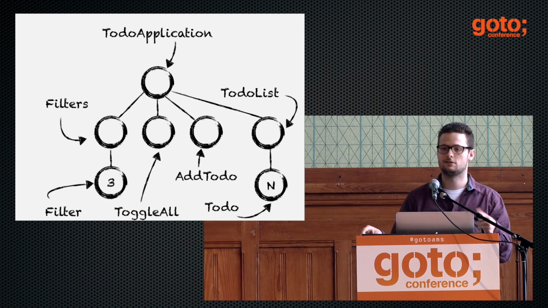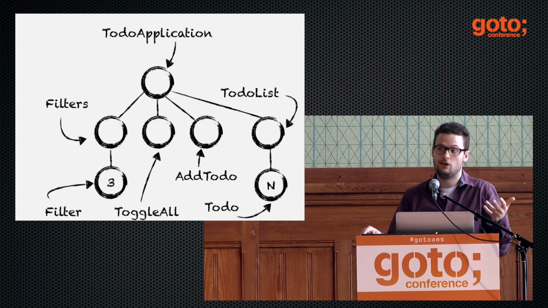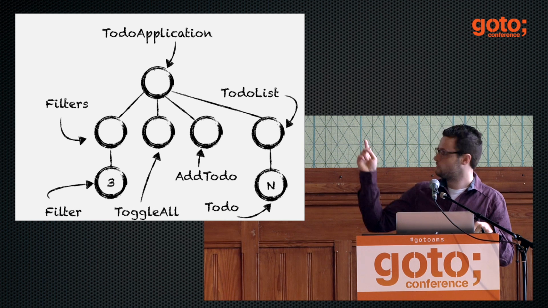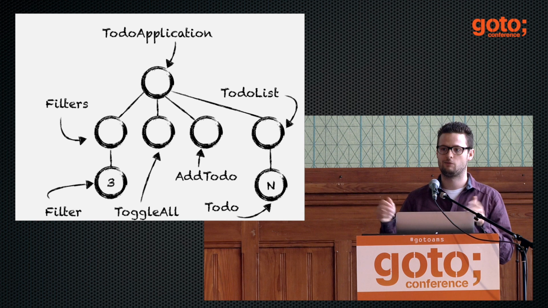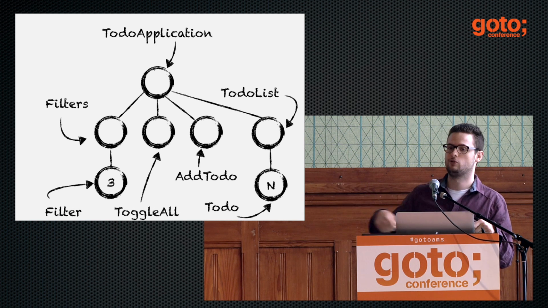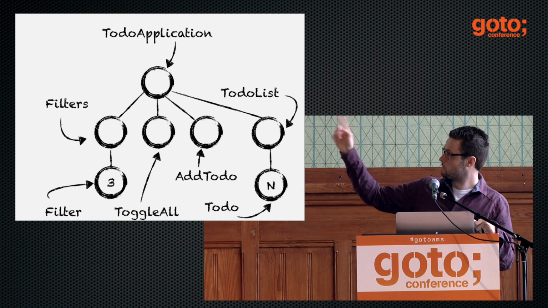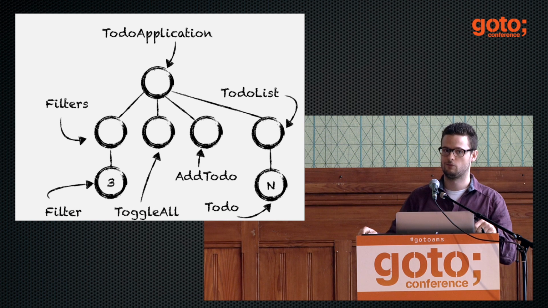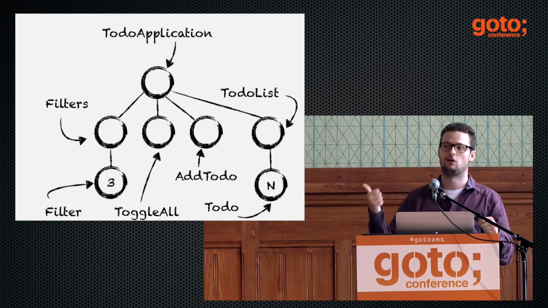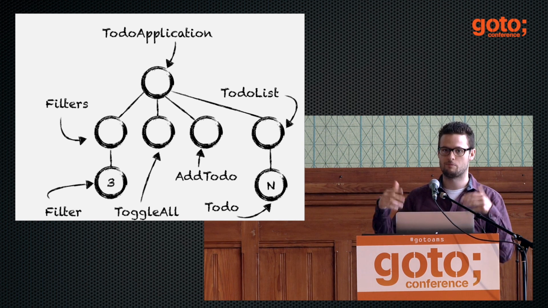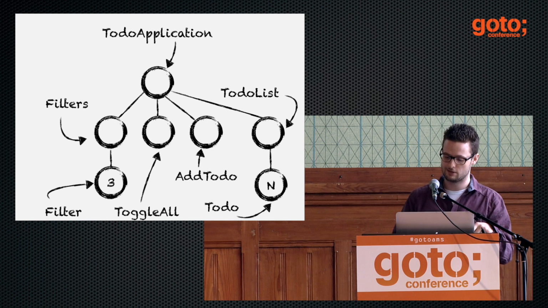And on the right here we see this to-do list component, which has an n number of to-dos, which are currently on the screen. And we also have an add to-do component, which is basically an input element. When you click enter on it, it will add a new to-do. And we also have a toggle all component. And when you click that, you instantly check off all your to-dos. And on the left, we have the filters component, which represents the footer, which has 3 filter components: all, active and completed.